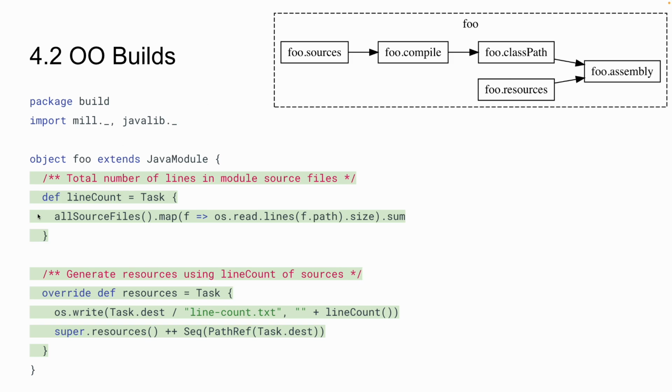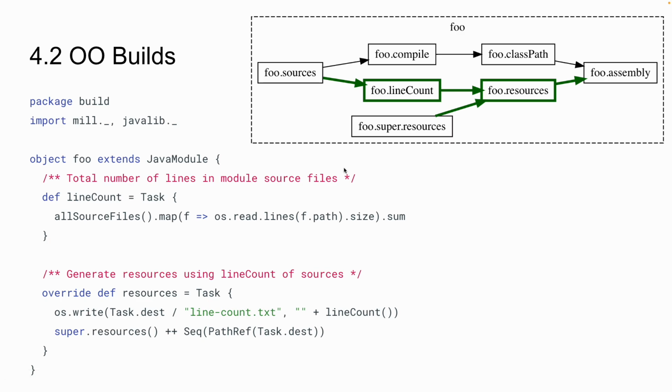So when I define a new method, although the syntax may be a bit unfamiliar since it's Scala syntax, you already are familiar with the meaning of this. I have a new method that calls all source files. I'm overriding resources that call super resources and line count. And even though override and super are quite subtle concepts sometimes, you already know how this affects a call graph because you learned override and super 20 years ago in school in the first year of computing class.